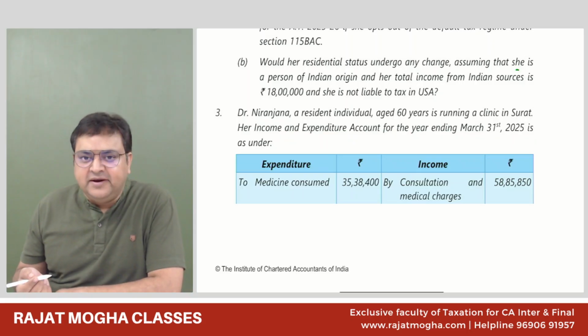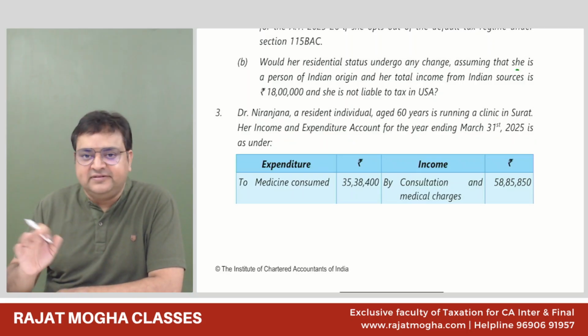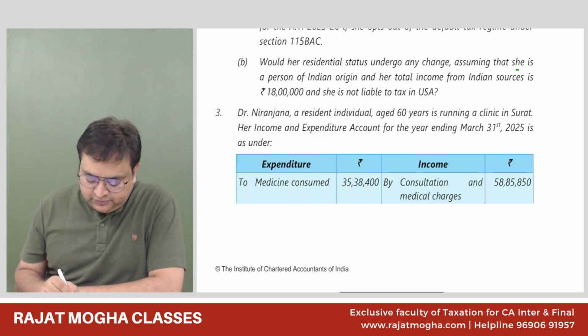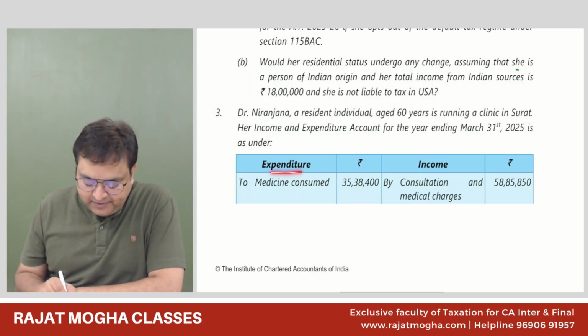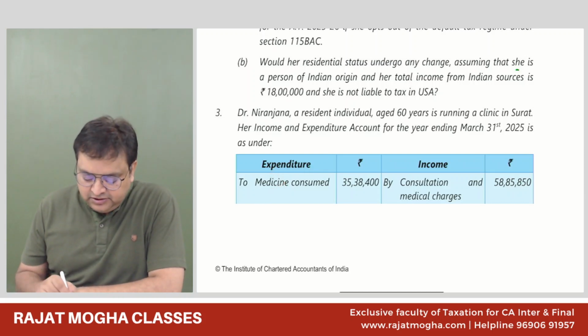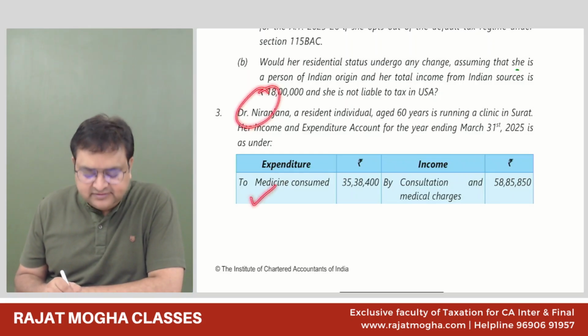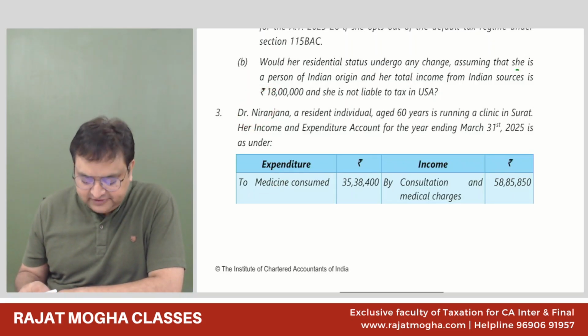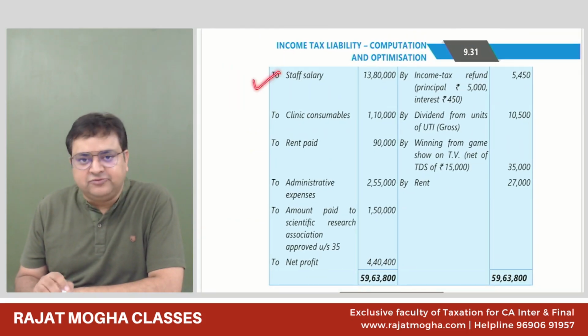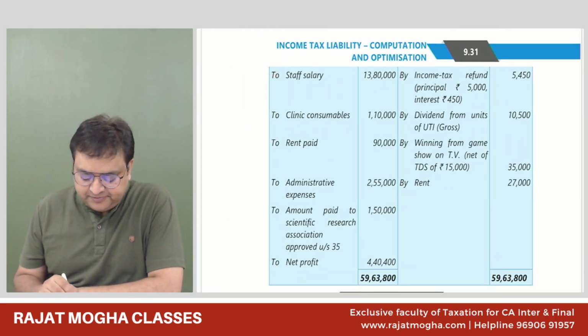So income and expenditure account is same as P&L account. It's not receipts and payment account. It's income and expenditure account, same as P&L account. So let us see the expenses. So the expenditure contains medicine consumed. Medicine consumed because she is a doctor. So I can say that this is her business expense, professional expense. Staff salary. Okay, this seems to be a business or professional expense.